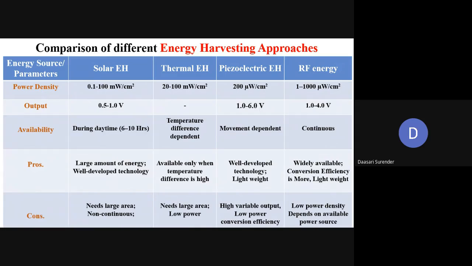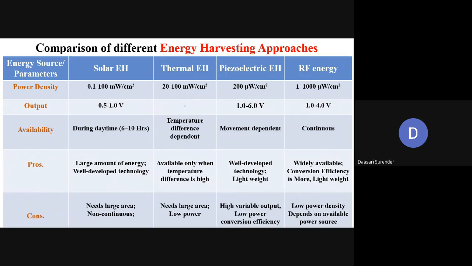So it can be observed that solar energy in the ambient environment is higher in density compared to all other energies. However, the availability of solar energy is not continuous, because it is available only during day hours, around 6 to 10 hours. Another disadvantage of the solar energy harvesting approach is that it needs a larger area for installing solar panels.